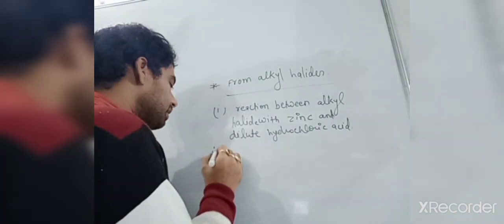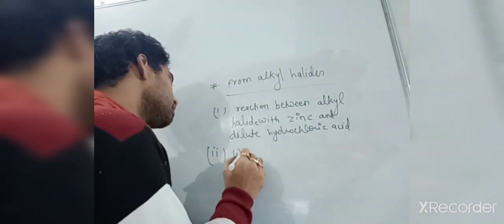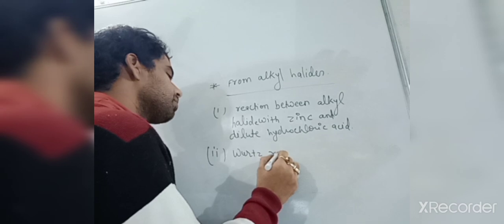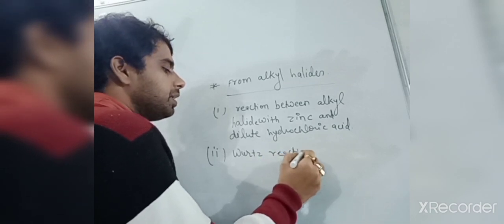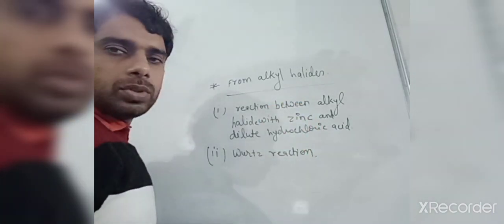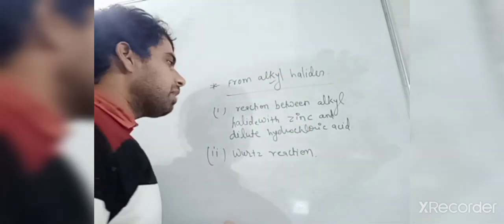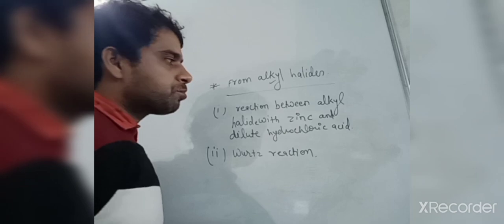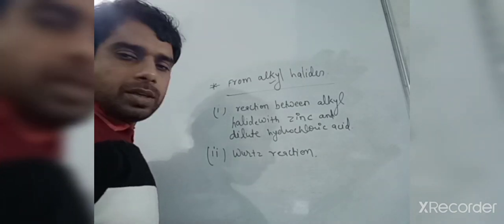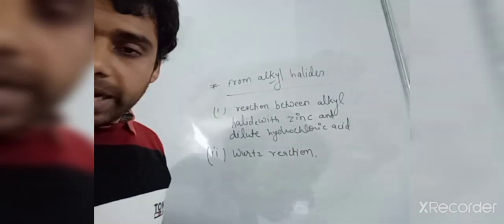And the second method is the Wurtz reaction. The Wurtz reaction will also give you the alkane from the alkyl halides. So one by one we will see what these reactions are. Okay, now how can we write the reactions?